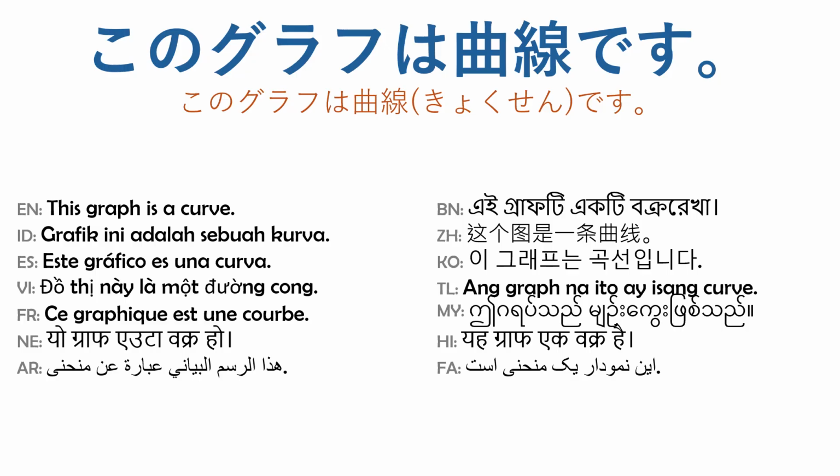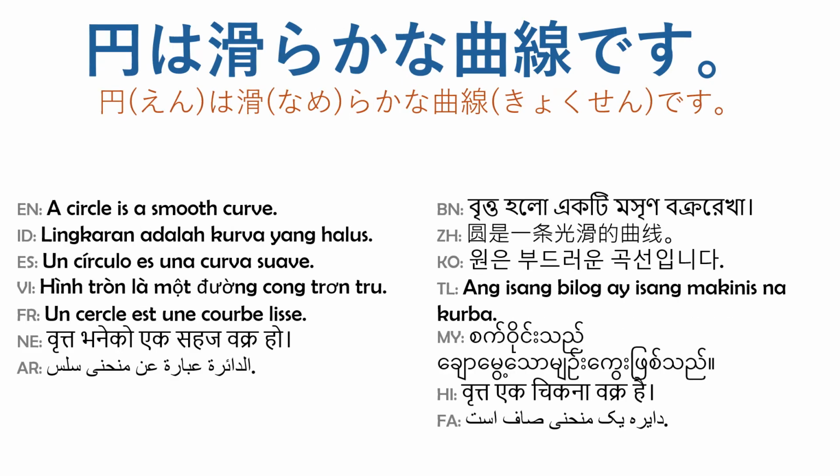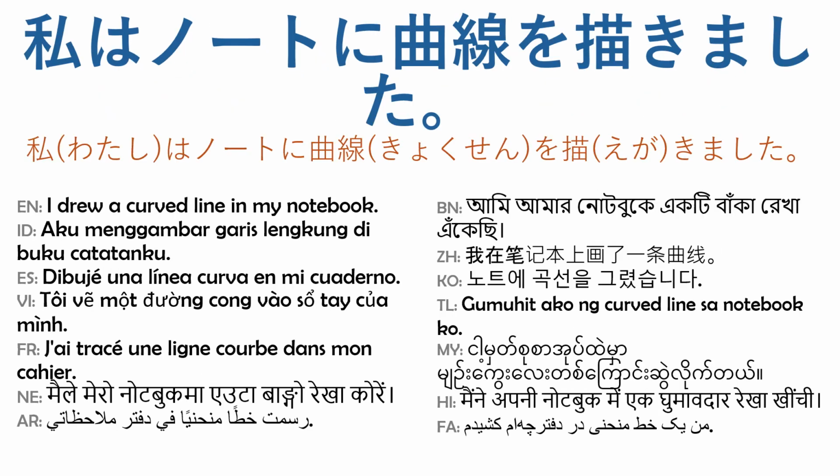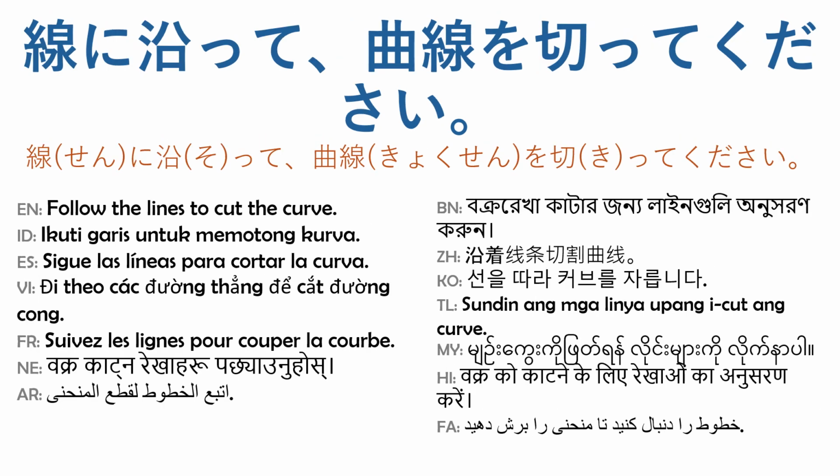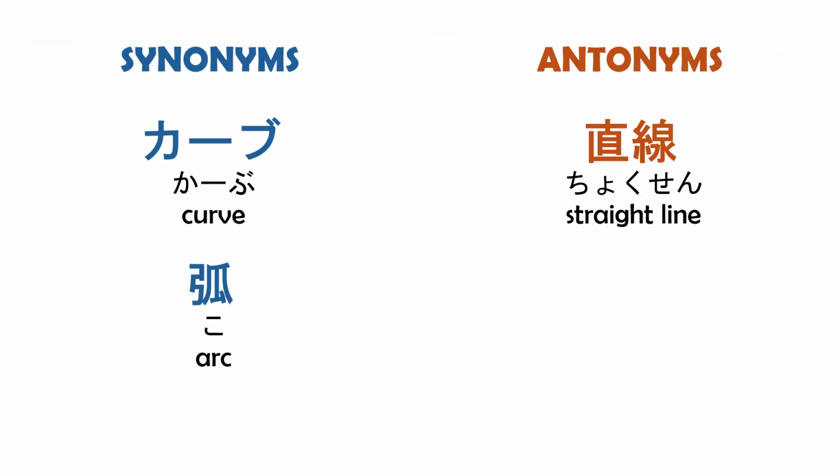このグラフは曲線です。A circle is a smooth curve. 円は滑らかな曲線です。I drew a curved line in my notebook. 私はノートに曲線を描きました。Follow the lines to cut the curve. 線に沿って曲線を切ってください。The most common synonyms of the word are cob and ko.